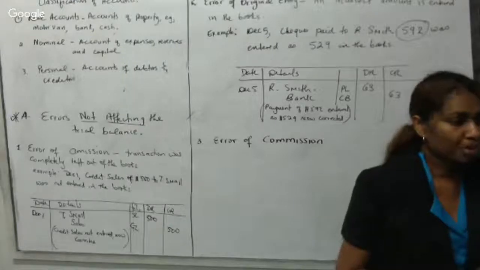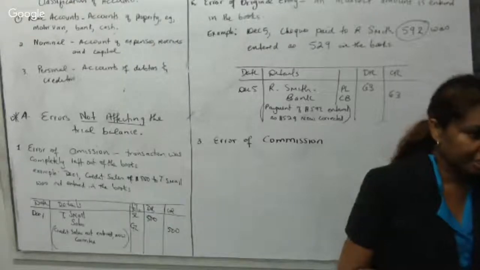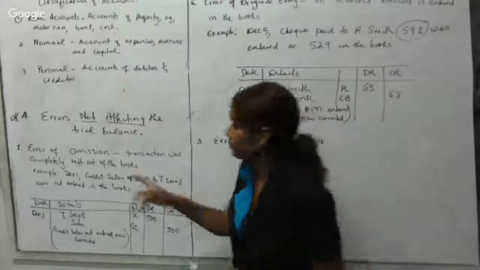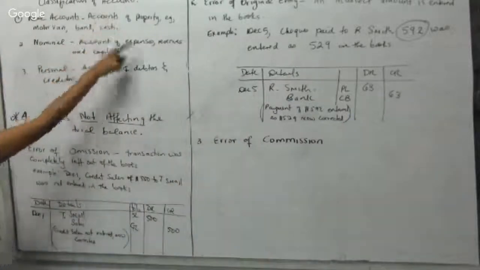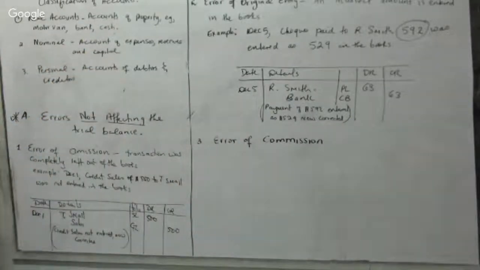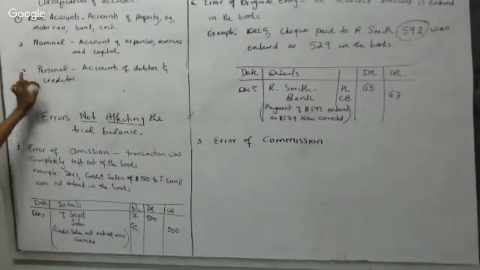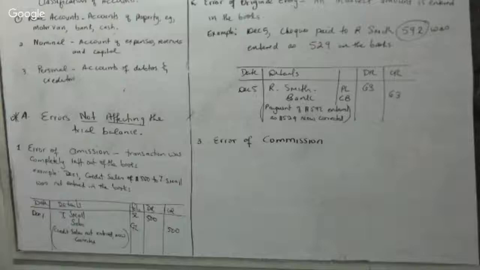In order for us to know the difference between an error of commission and an error of principle, we need to know this: classification of accounts. You see all of those key accounts that you had drawn up before? They can be classified under one of these headings. They are either a real account, a nominal account, or a personal account.